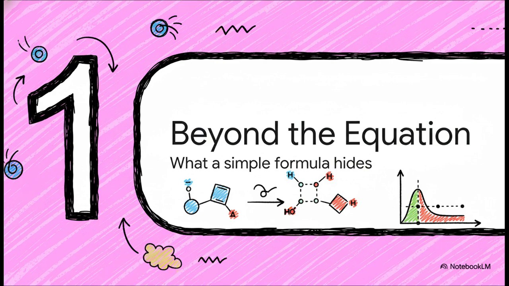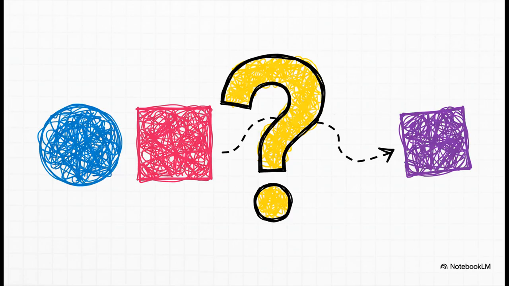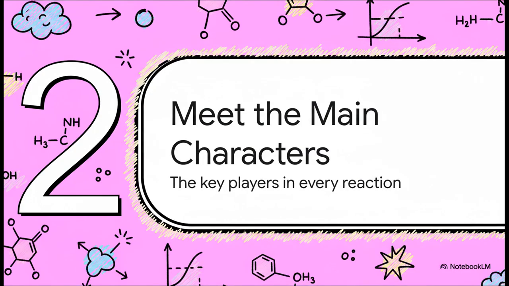Because, let's be honest, a simple chemical formula gives us the starting line and the finish line, but it totally hides the entire race in between. Yeah, we see this all the time, right? A plus B gives you C. It's neat, it's clean, but it leaves out the best part. The real question, the one that drives chemists crazy, is how. Seriously, how do those molecules actually get close, break their old bonds, and build brand new ones to become something completely different?